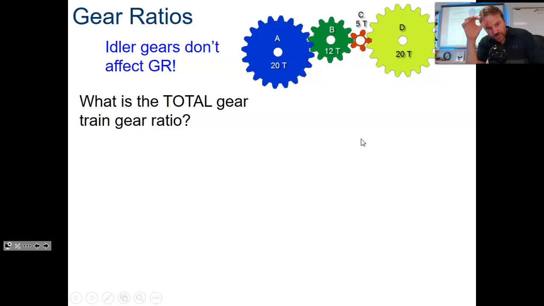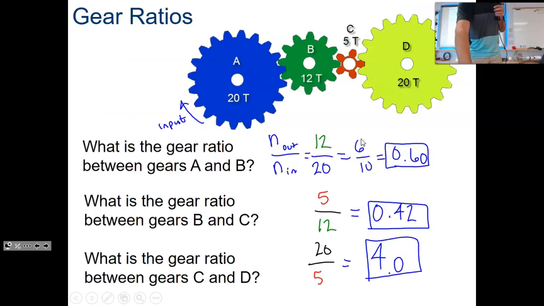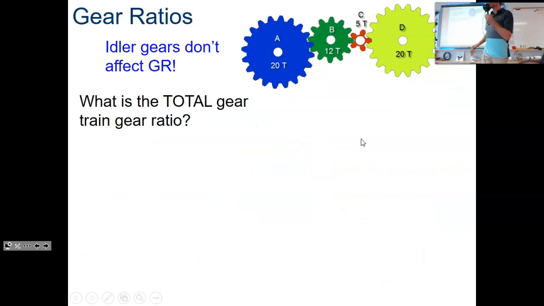What is the total gear train ratio? To find the total gear train ratio, what you do is you multiply all those together. So I'm going to take 0.6 multiplied by 0.42. Now, if you're actually following along with me, it's 0.416 repeating. I'm going to use that exact number. So I'm going to take 0.6 times 0.416 repeating times 4. And I get 1. So multiplying them all together, the total gear ratio is 1 to 1.